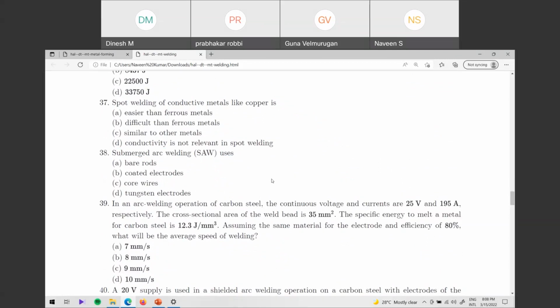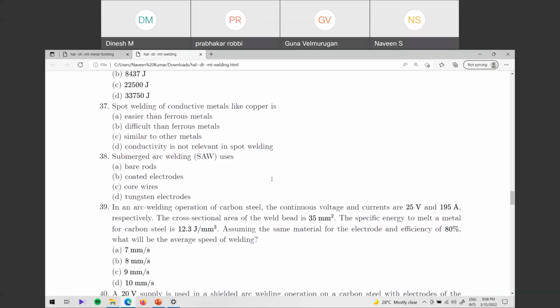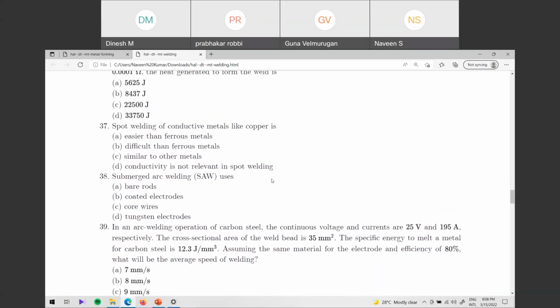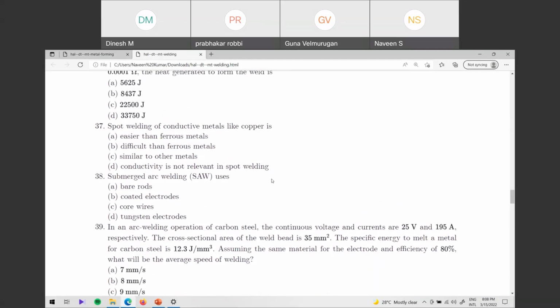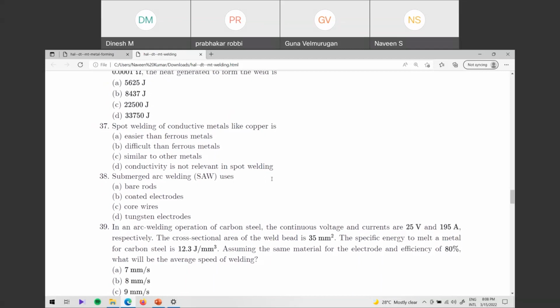So whether the electrode is a bare electrode, coated electrode, core wire, or tungsten electrode, what do you say about submerged welding? Please remember that the electrode is melting and getting consumed. As it is consumed, tungsten will not be there. Tungsten is the wrong answer. You won't coat it, because you are providing flux, so you are not coating it. And it's not core wire, it is bare rods. Bare rods are the answer. Right or wrong? Yes or no?